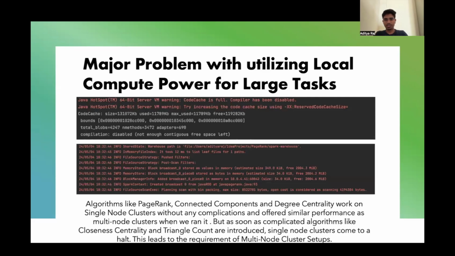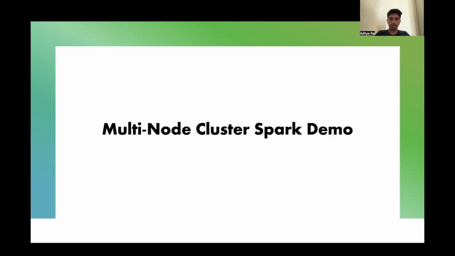So looking at the error messages which we got, you can immediately see that most of them are memory related, as our single computer did not have enough compute power in itself. So as soon as these complicated algorithms came into play, we immediately had to switch to a multi-node setup. Moving on to Akash for a multi-node cluster Spark demo for triangle count.